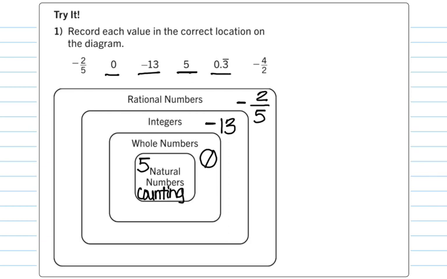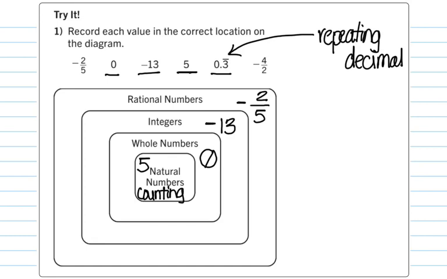Now we have 0.3 bar. Remember, when you see this type of decimal, the bar lets you know that the 3 is going to be repeating over and over and over. Hence, why it's called a repeating decimal. So I'm going to put that under rational numbers.